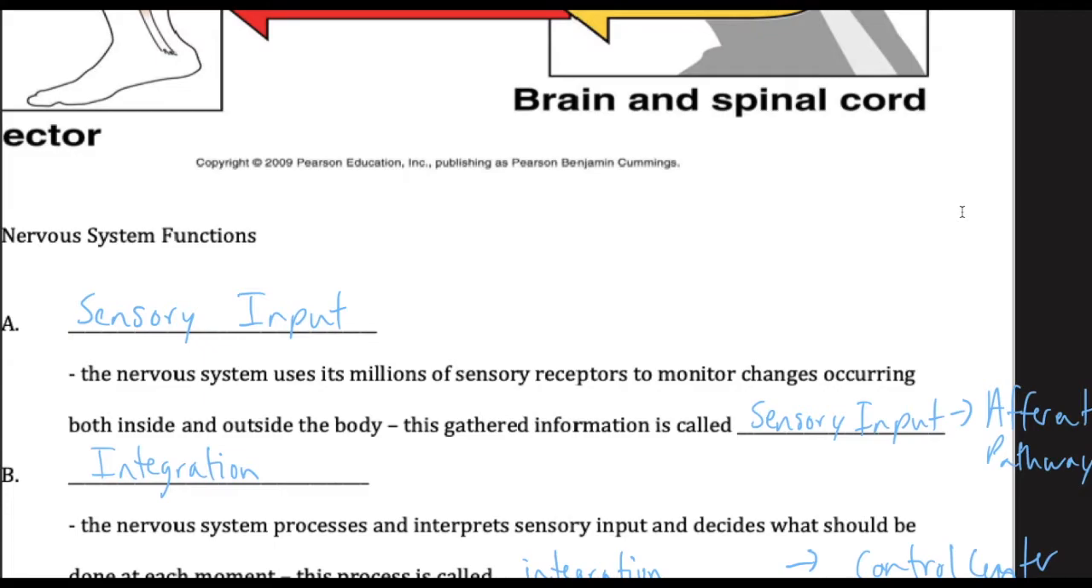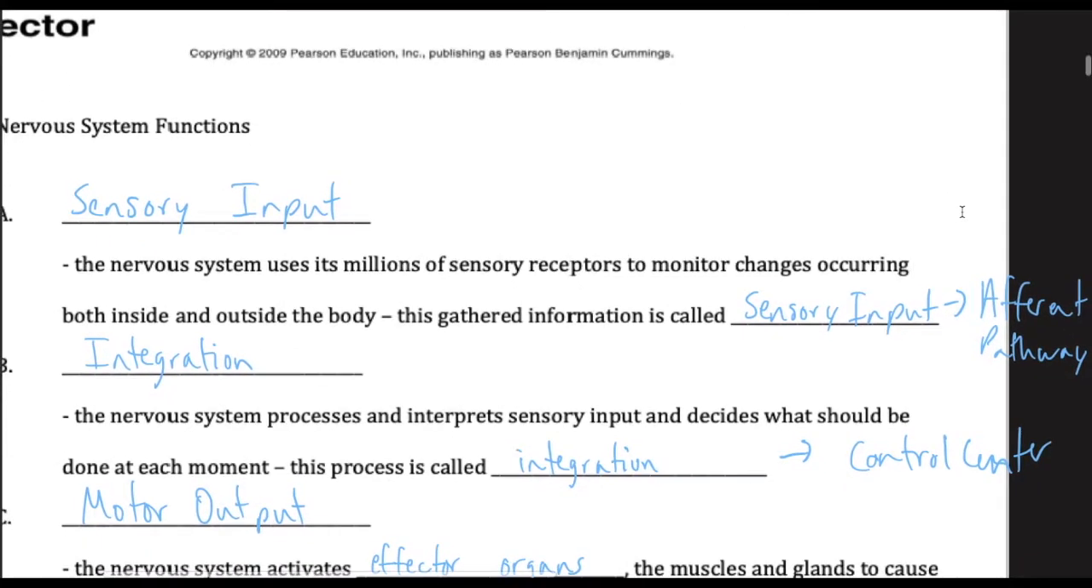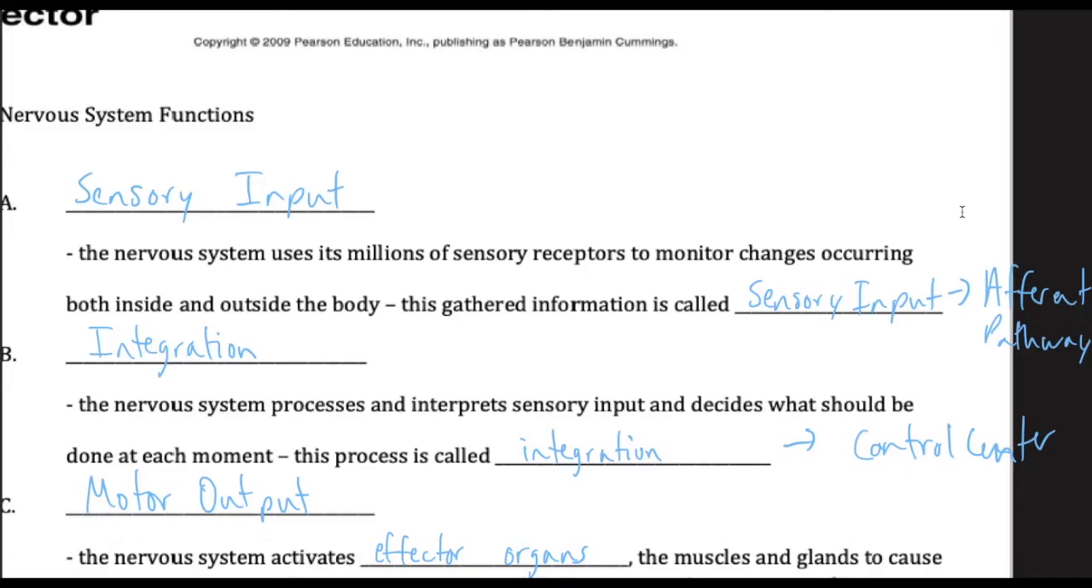So our nervous system functions, we have a couple. We have our sensory input, or what we call the afferent pathway. And the nervous system uses millions of sensory receptors to monitor the changes, both inside and outside the body. And we're going to collect that data like we talked about previously, and that's called sensory input. So anything that has to do with inside or outside the body to look for changes within the environment of some sort is going to be a sensory input, whether it be pH levels, temperature, oxygen levels, or carbon dioxide levels, even touch.